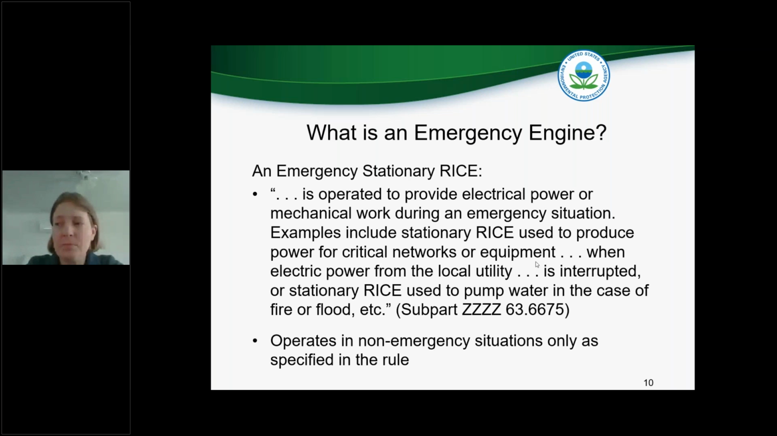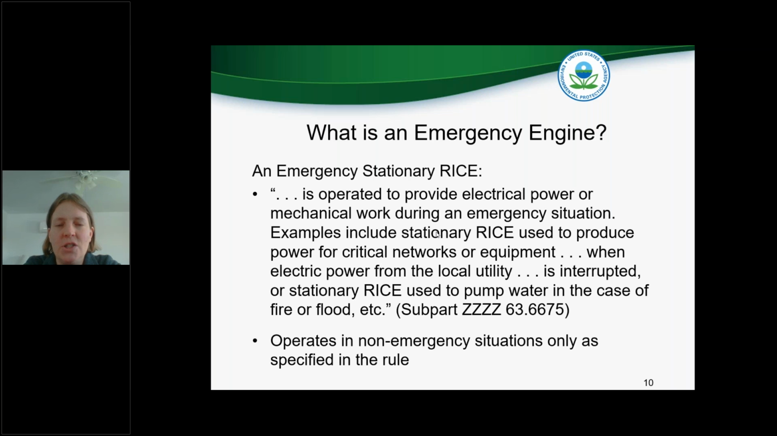I will note that EPA usually considers the potential for loss of life or significant damage to property to be present in an emergency situation. So this particular rule does not necessarily require a specific type of disaster declaration, but in the case where there is one, that's likely to be considered an emergency under this rule.